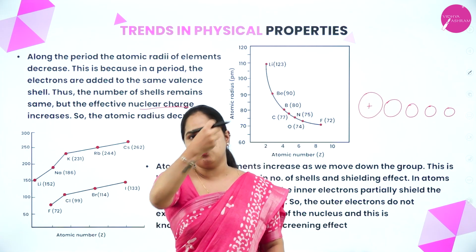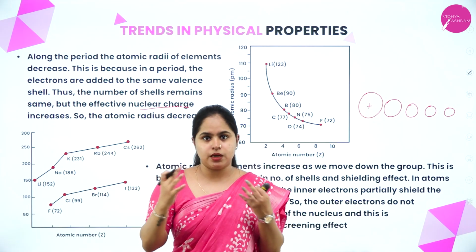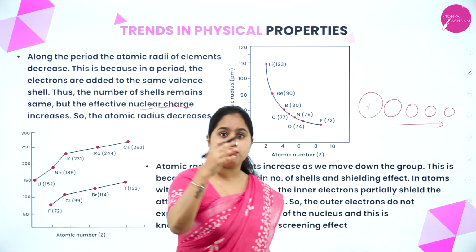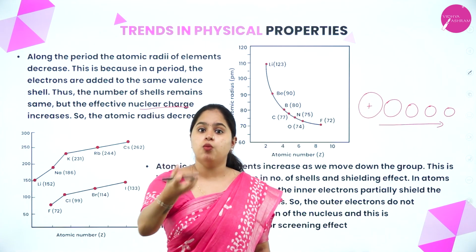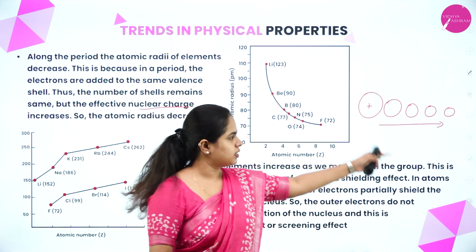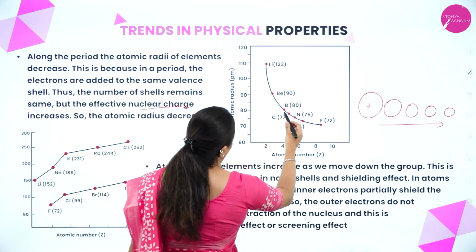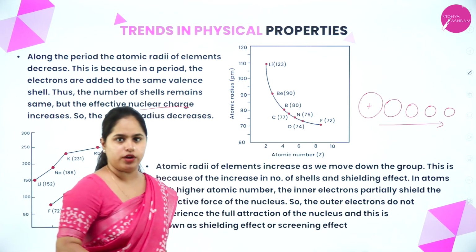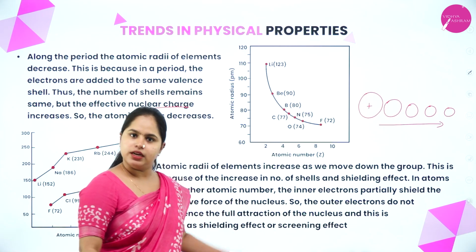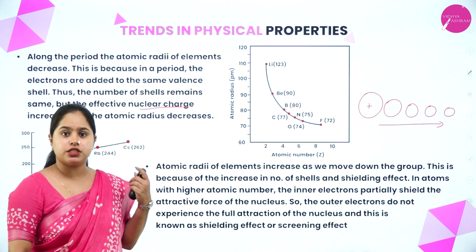So pulling the electrons more towards the nucleus, what can you understand from that? The size will become smaller and smaller. Hence, the size will decrease. More electrons are added onto the same shell, so with more effective nuclear charge, there will be more and more pull towards the nucleus, and the size decreases. As you can see from the diagram, lithium, beryllium, boron, carbon, nitrogen, oxygen, fluorine, along the period the atomic radius is decreasing.